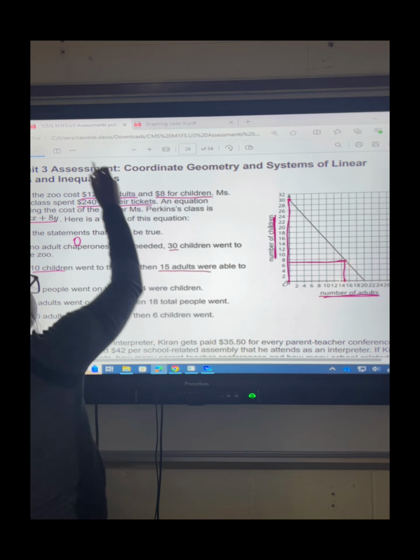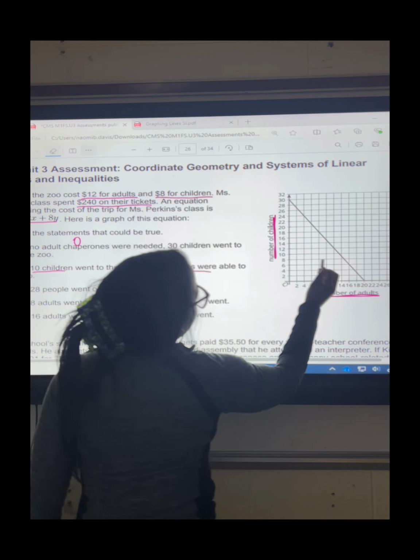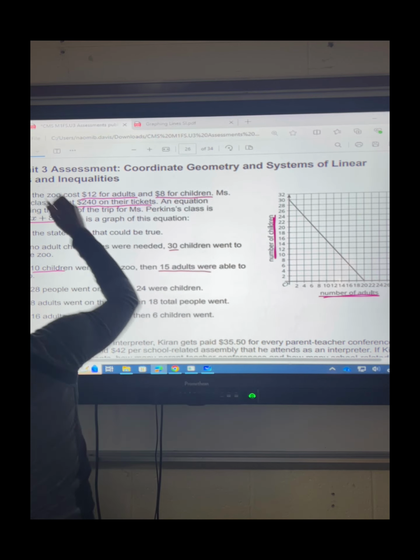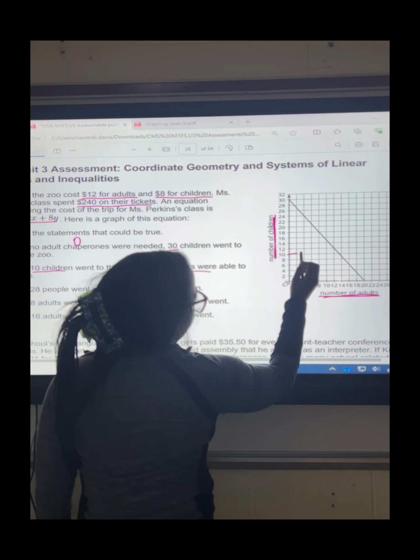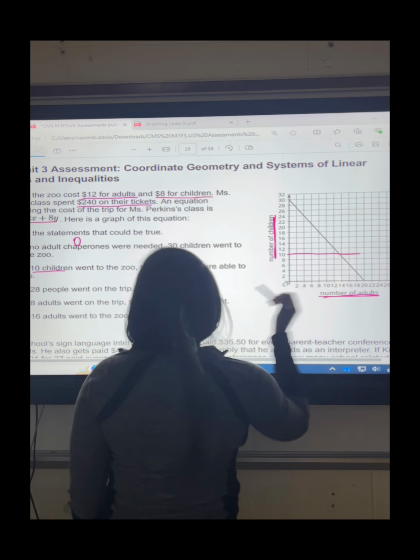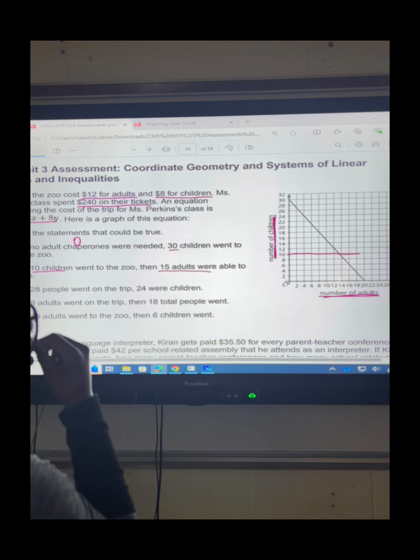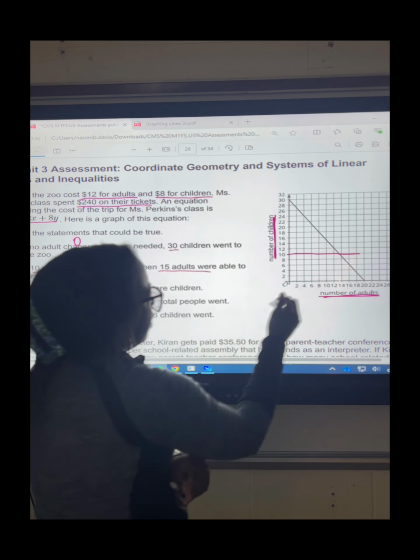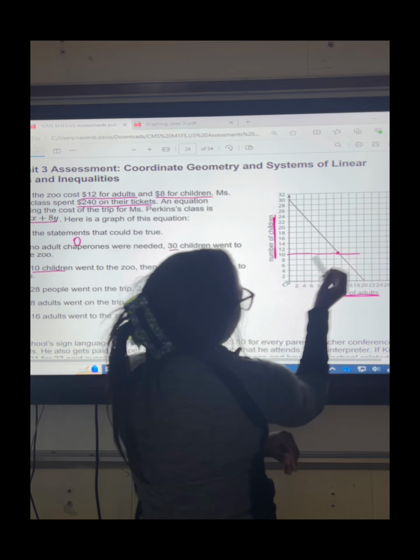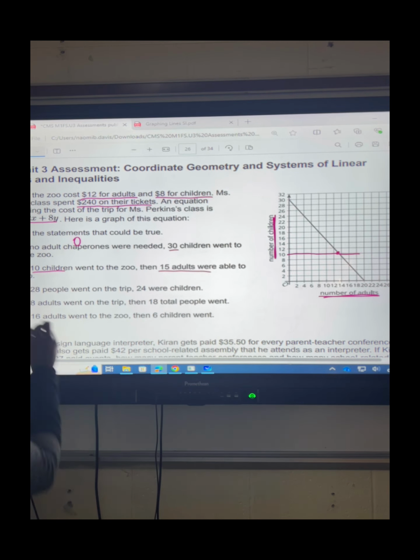If 10 children were to go to the zoo, so let me look at it another way. If 10 children go to the zoo, that's right here. 15 adults were able to go. My line crossing right here. So that's not true. That's not one of your answers. Okay?